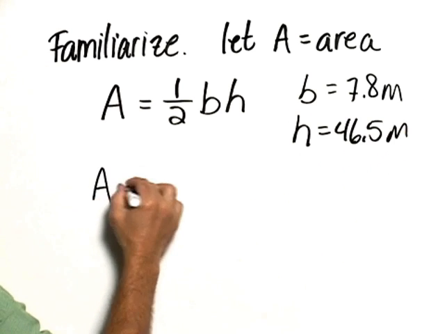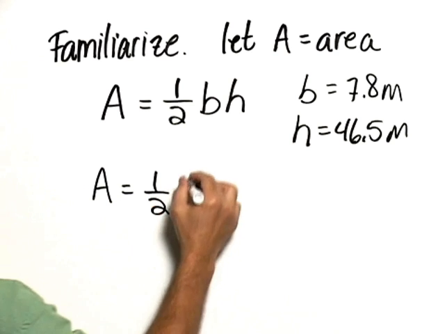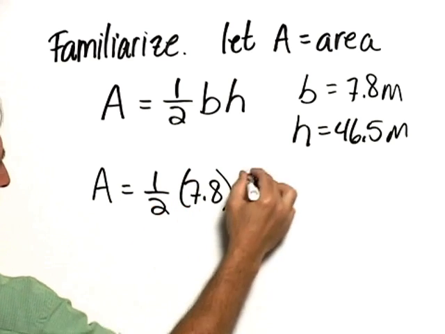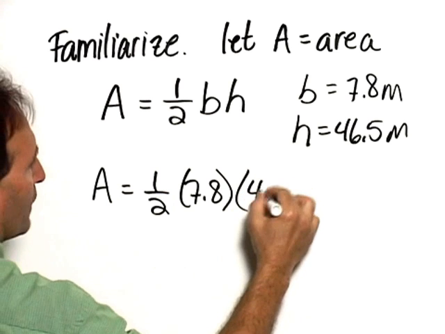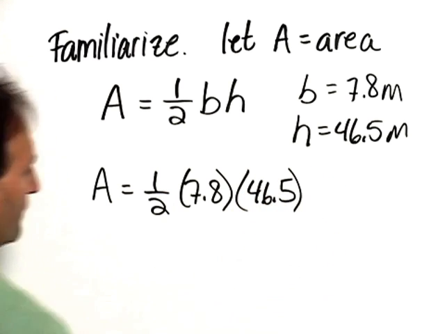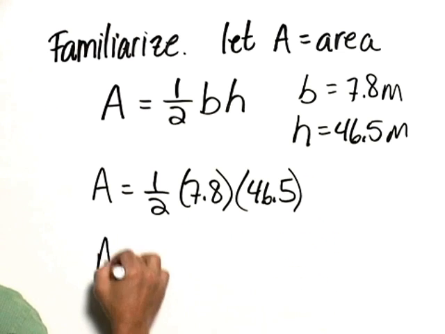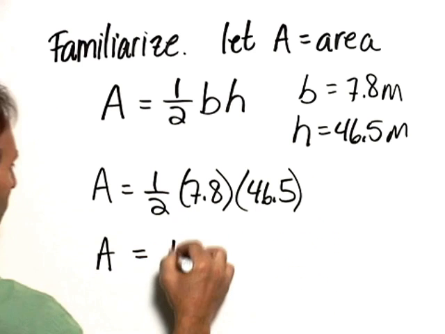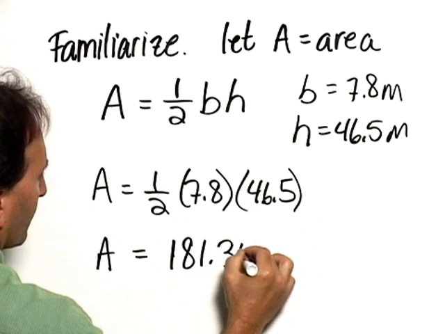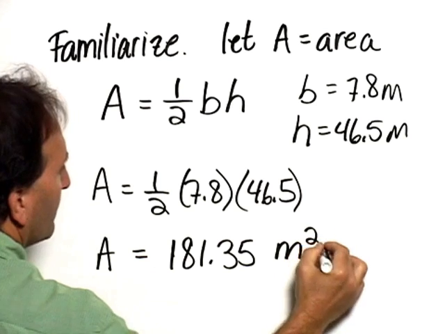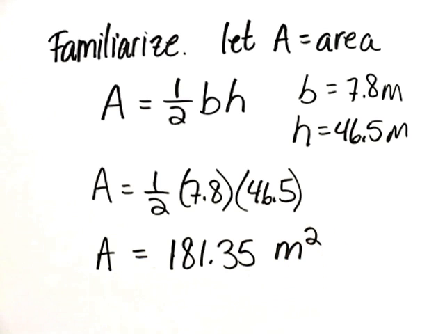So A is equal to 1/2 times 7.8 times 46.5. Whether you do the calculation by hand or in a calculator, you'll find that the area is equal to 181.35, and that would be square meters. So that was the carry out step number 3, where we solved for A.